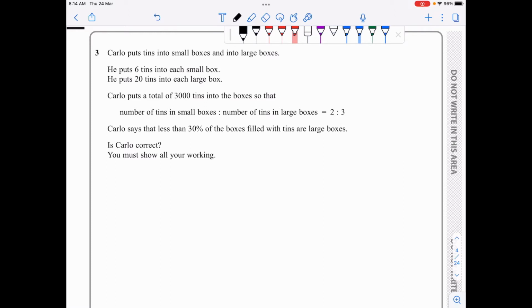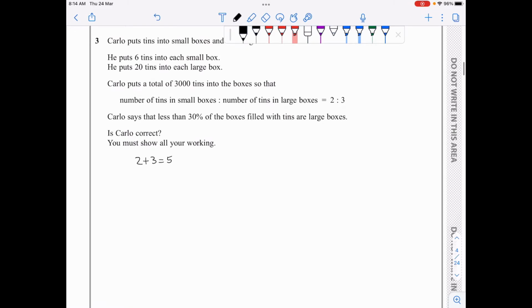Obviously we need to supply all the necessary working to justify our answers. So I will start by considering the 2 to 3 ratio given here. Now 2 plus 3 is 5, which means that 2/5 of the 3,000 tins are in small boxes. So 2/5 times 3,000, which is equal to 1,200. That's tins in small boxes.